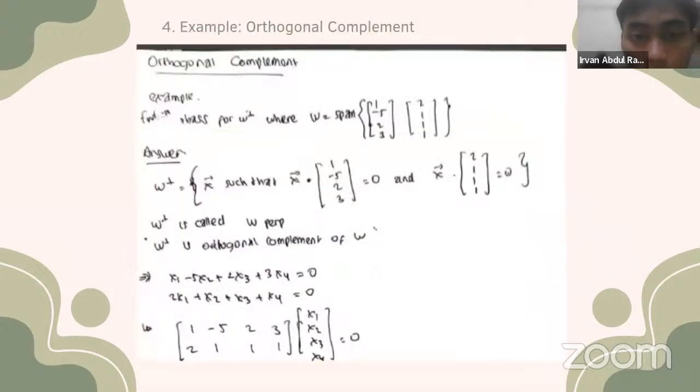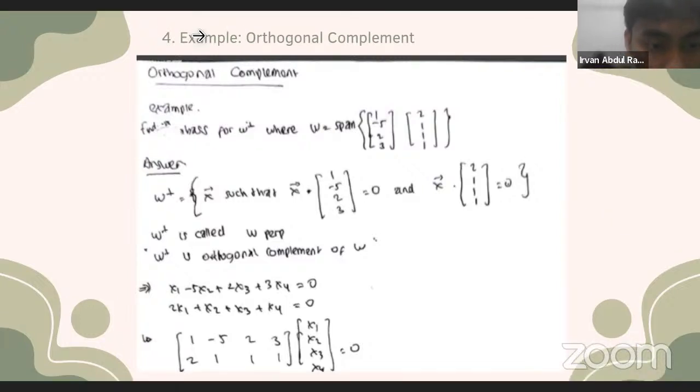Here's the example of orthogonal complement. Suppose that we have a question: find a basis for W perp, where W is equal to the span of the set of two matrices like this one. Then we can write W perp as the set of vectors x such that x dot (1, -5, 2, 3) is equal to 0, and also x dot (2, -2, 1, 1) is equal to 0.